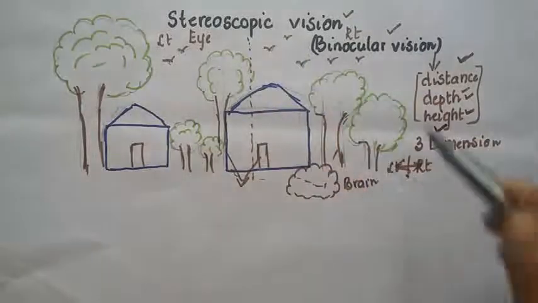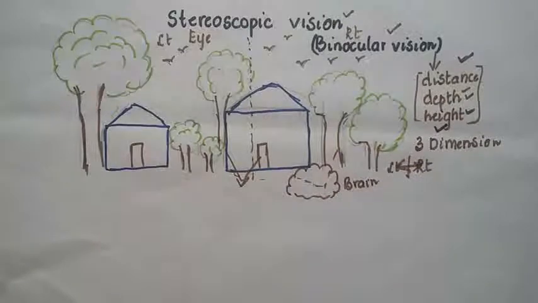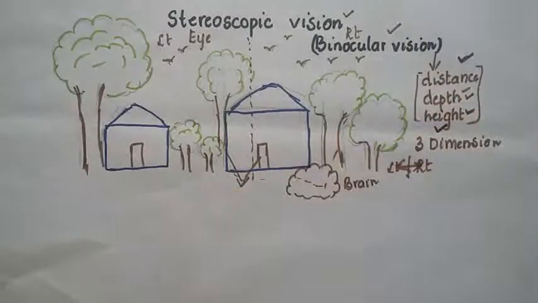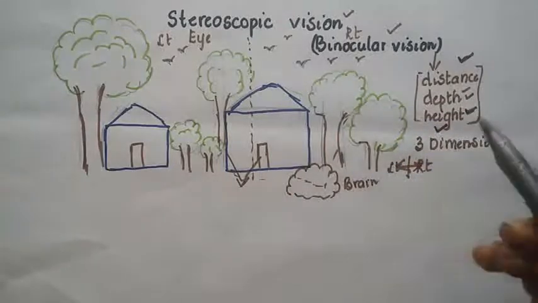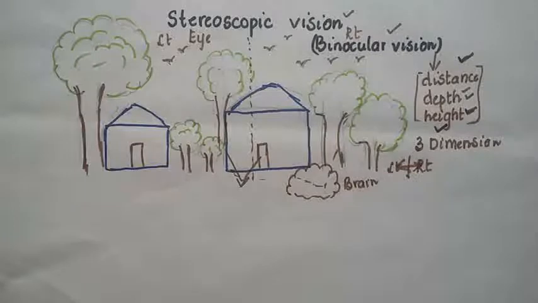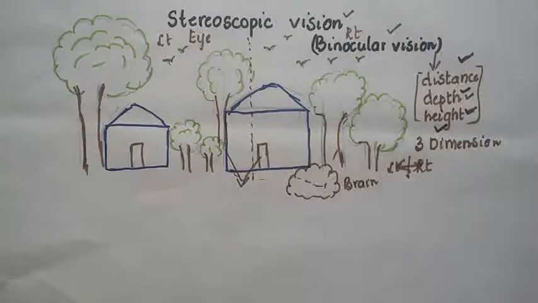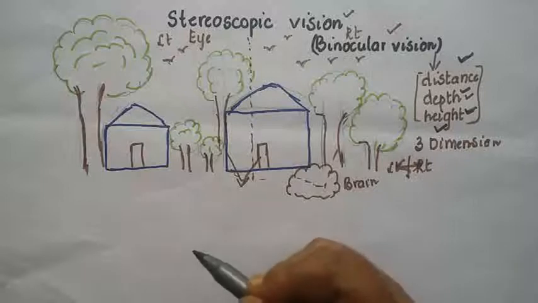Dimension view of this scenery, due to which you can tell me about the distance of one of the trees, the height of one of the trees which is different from the other, or when you are just observing the water in a well, you can also tell me about the depth of the water. So we call this a stereoscopic vision.